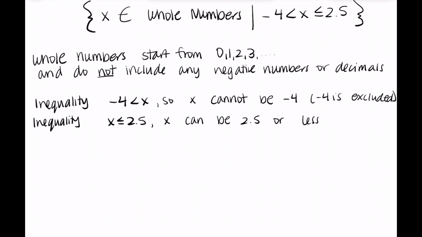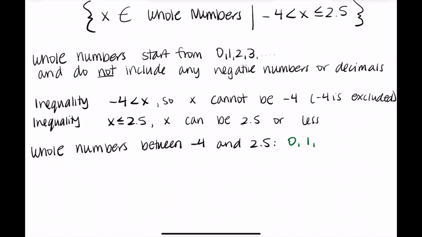Now that we have broken down and analyzed the given range, we are going to select our correct values. The only whole numbers between -4 and 2.5 are 0, 1, and 2. -4 is excluded because it's not a whole number, and 2.5 is excluded, and we ignore it because it is also not a whole number. So our solution set would be 0, 1, and 2.